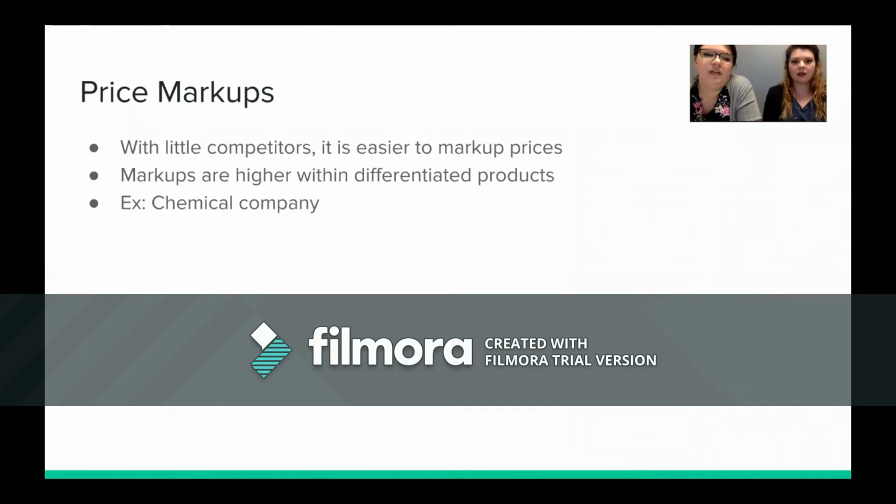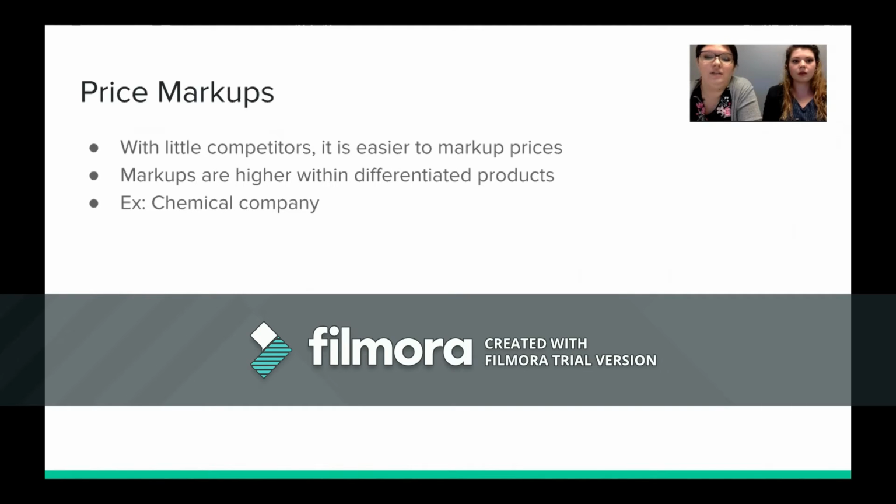So the first slide is about price markups. For price markups, it's easy to mark up prices when there are few competitors, because if you control the market, then there's no one setting lower prices, so you can set it as high as you want.